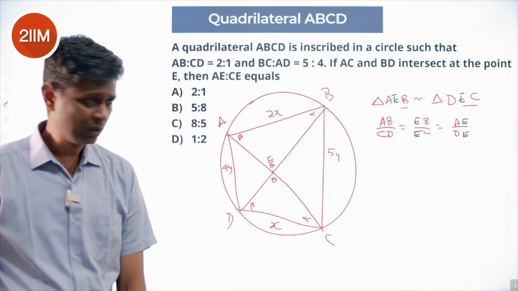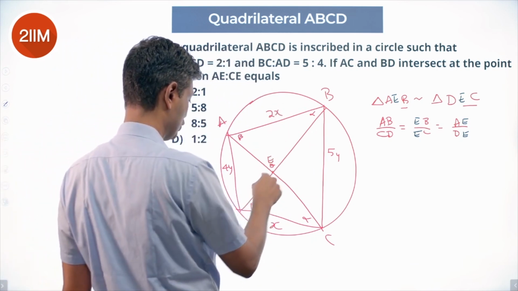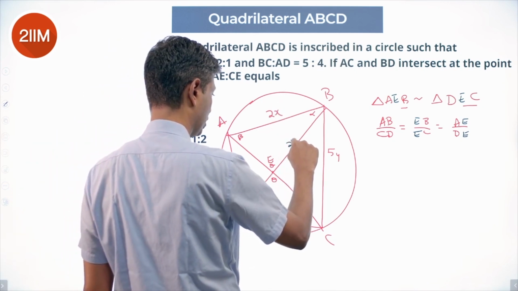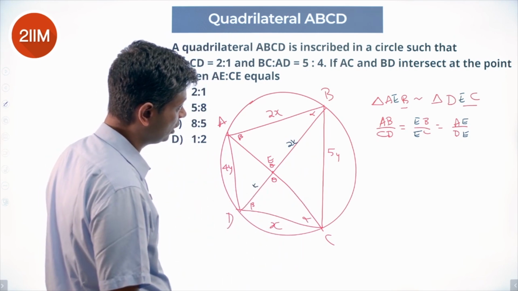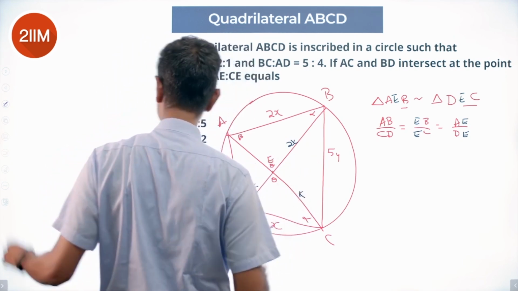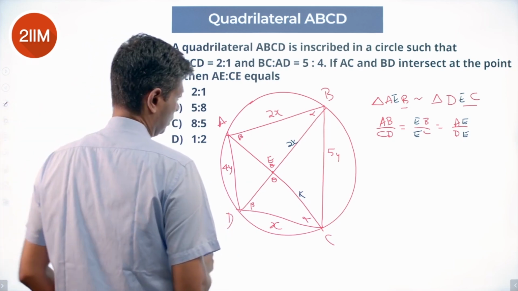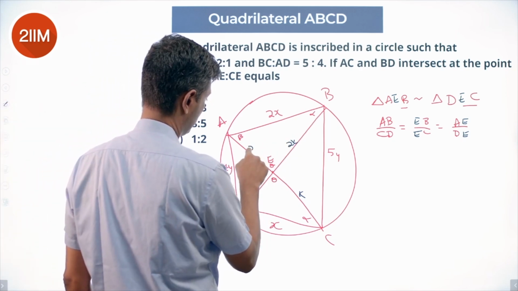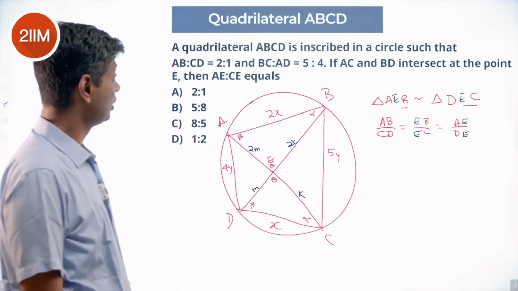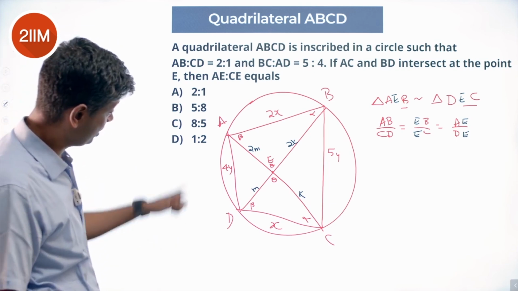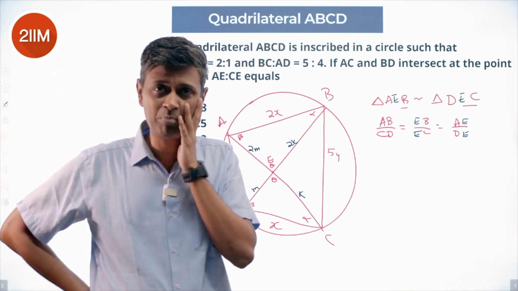AB by CD is 2:1, which is EB by EC. This is 2K by K, which is EB by EC. 2K is to K. And AE by DE, 2M is to M, which is all nice, brilliant, useful, but we want to find AE is to CE. We need to find 2M is to K. We need to still link M and K, which is a pain, right?